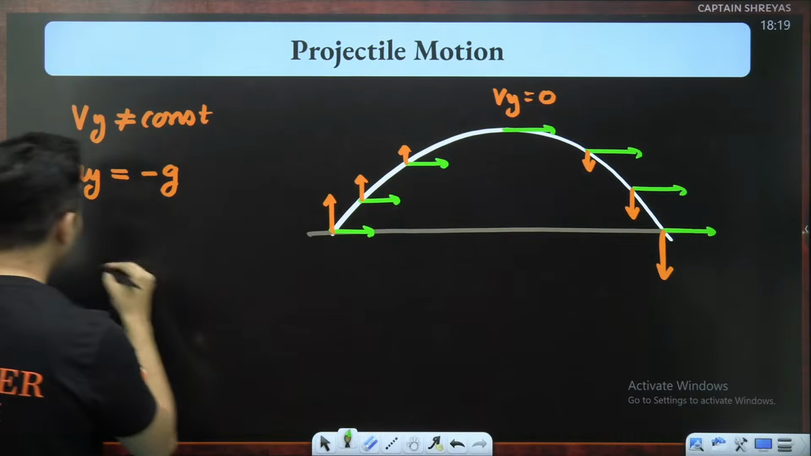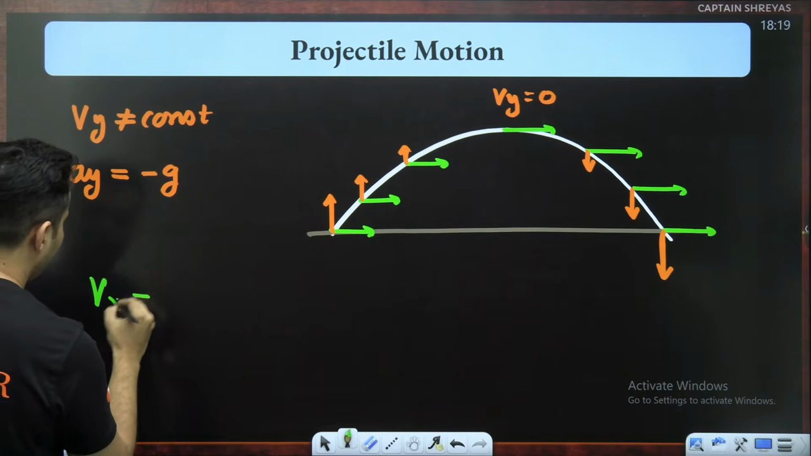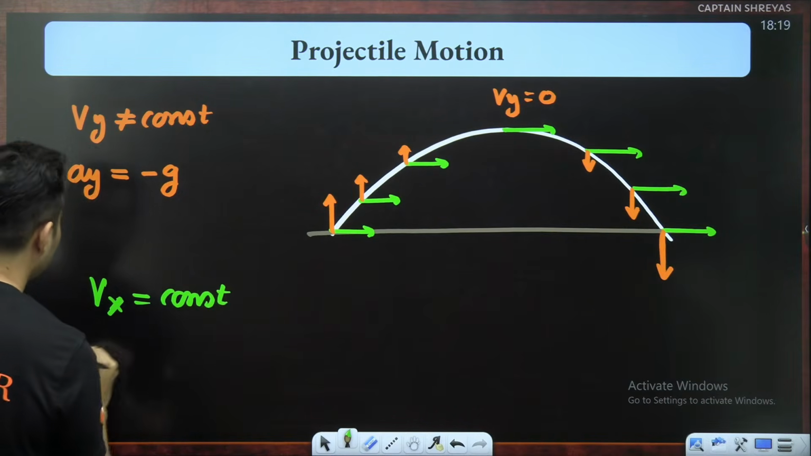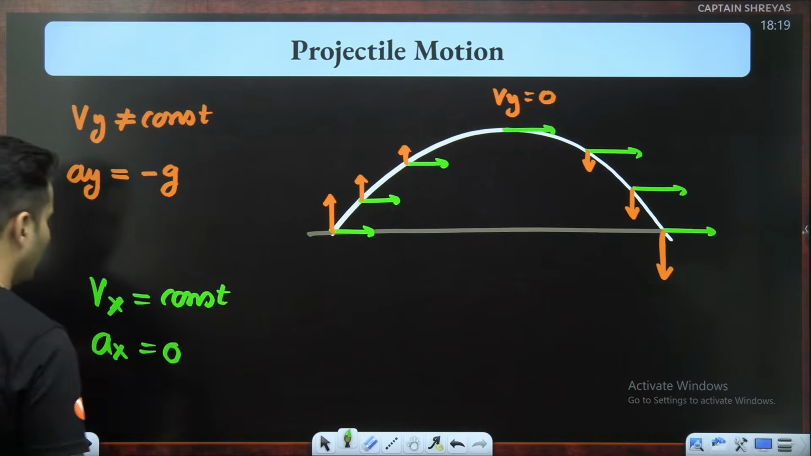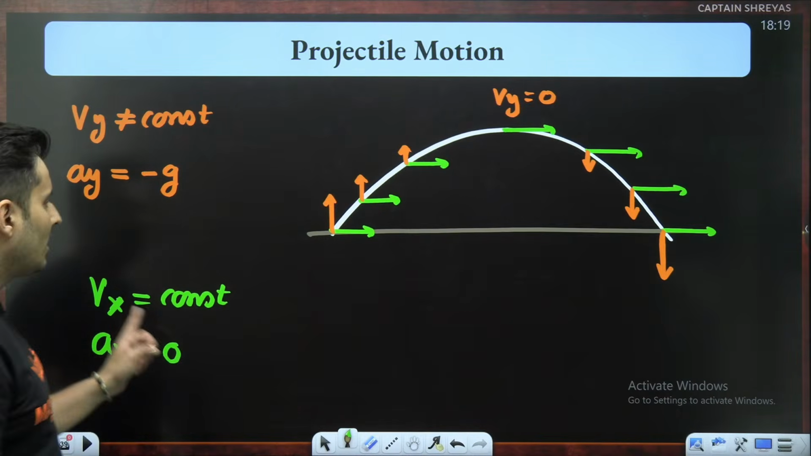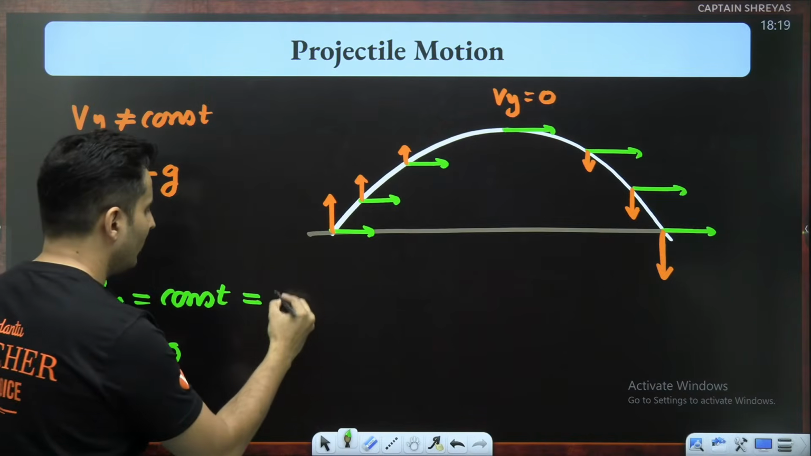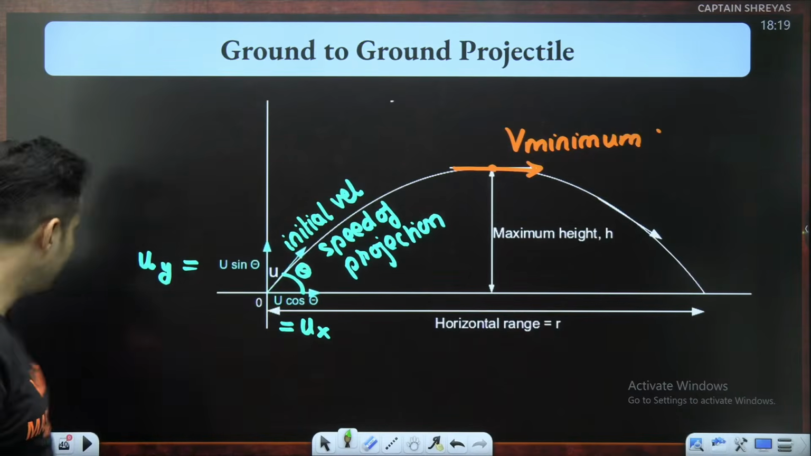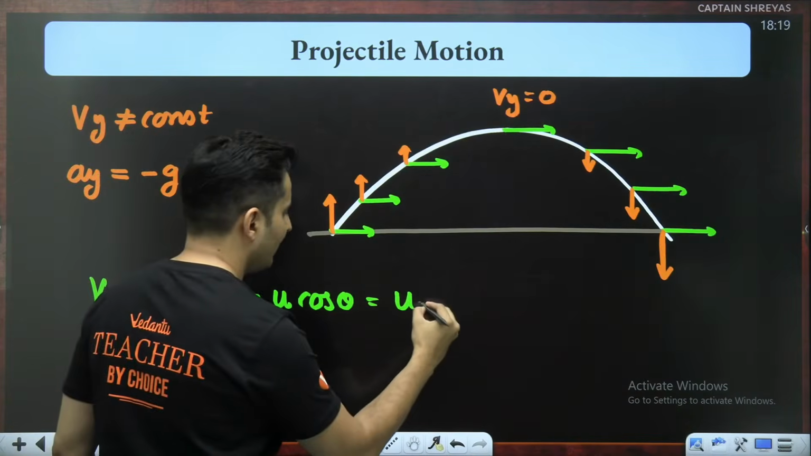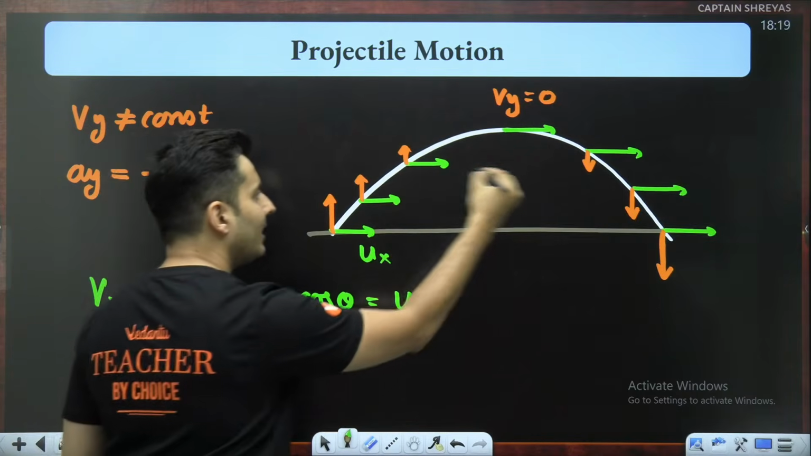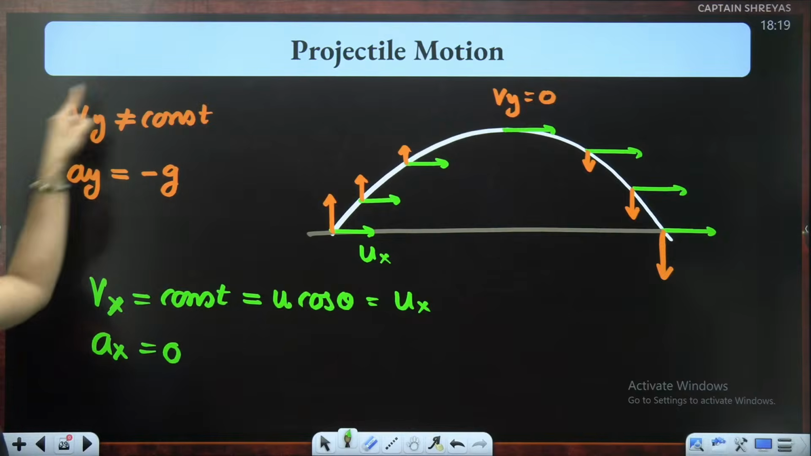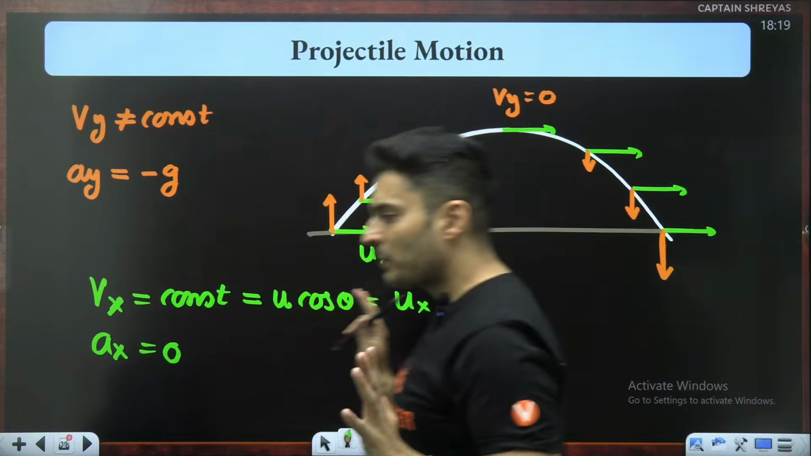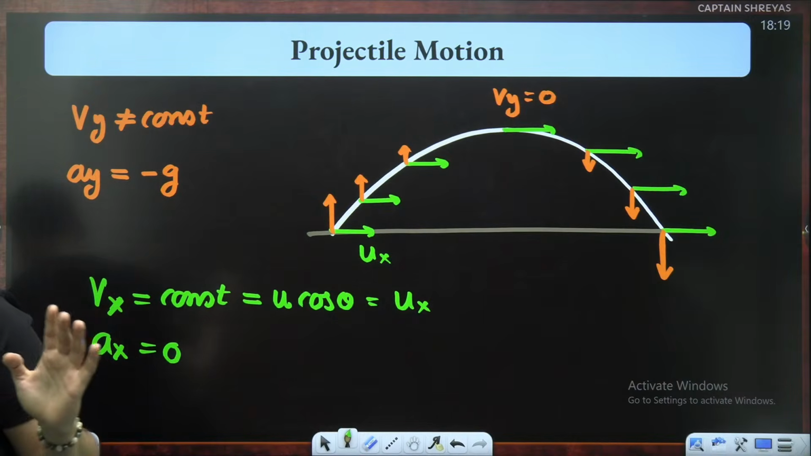But if you check the x direction, velocity in the x direction is going to be a constant, since acceleration in the x direction is 0. And remember, since x velocity is constant, it will be just u cos theta, which is basically ux. So this ux will remain constant throughout the journey. It's only the y velocity which keeps changing. Till this point, is it clear? Everybody with me?